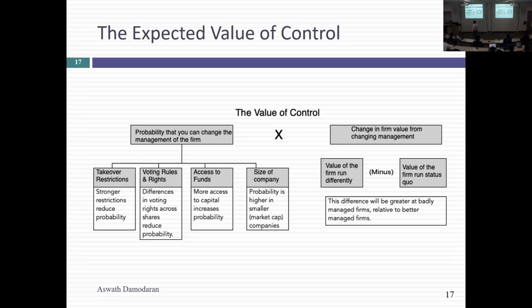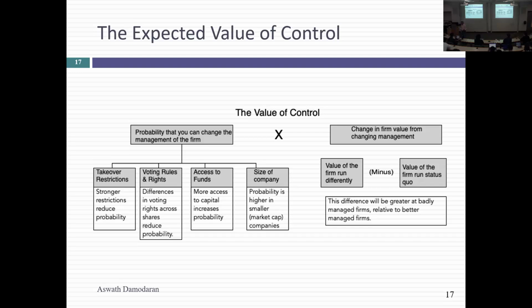So here are the two things that drive the value of control. First is the change in firm value. The second is the probability that you can change the management. And to make that assessment, you're going to look at the company. Does the company have takeover restrictions in its corporate charter? That makes it more difficult to change the management. Does it have shares with different voting rights? That makes it more difficult. In the corporate finance class, this is where the corporate governance part comes into play. It tells you, this is the company where I have zero chance of changing the company.